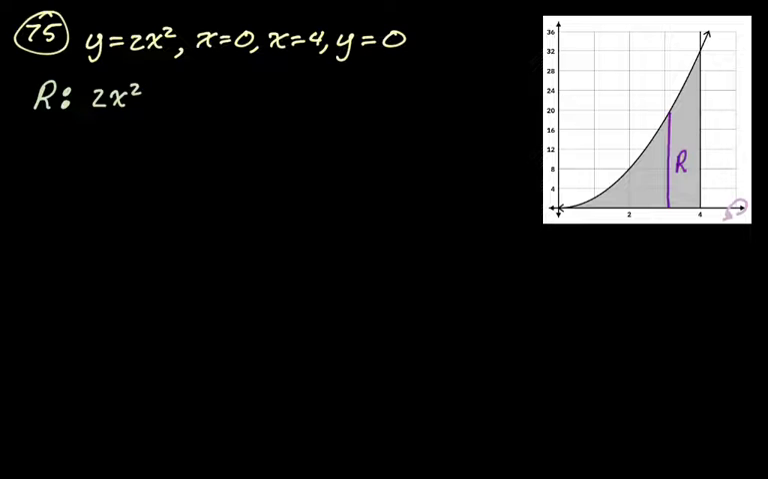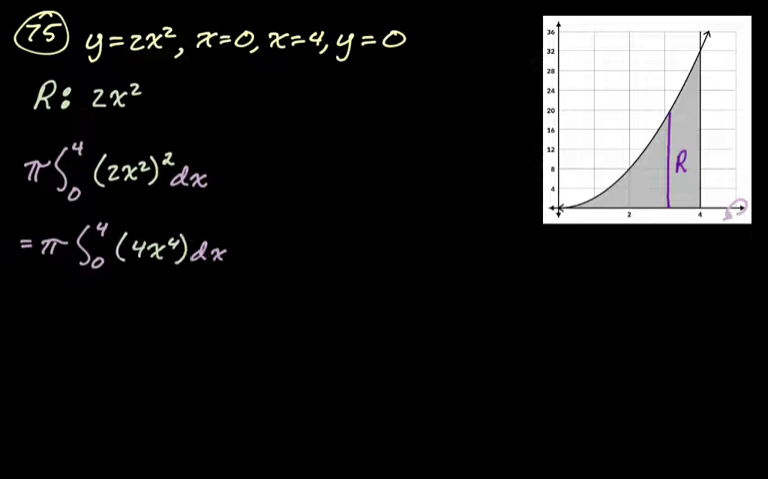So we're going to go pi, the integral from where we start to where we stop, which is 0 to 4, r squared. So the quantity 2x squared squared. Don't get fooled because there's already a squared there in r. We still have to square it. So this dx is just going to be 0 to 4 of 4x to the 4th dx.